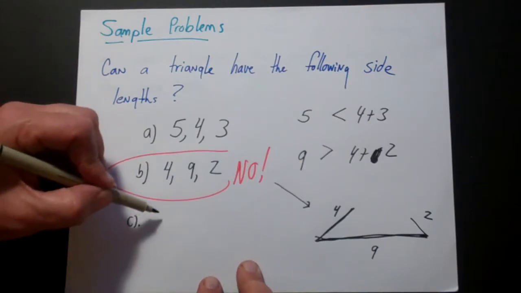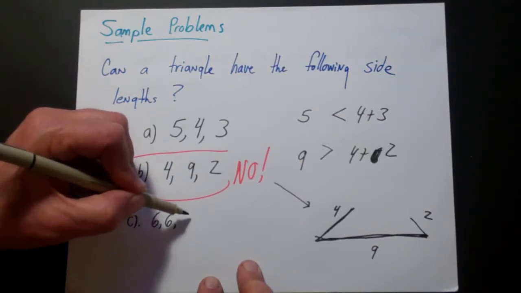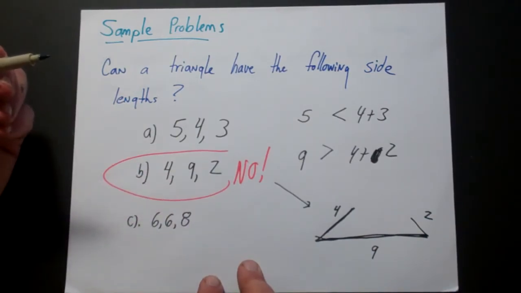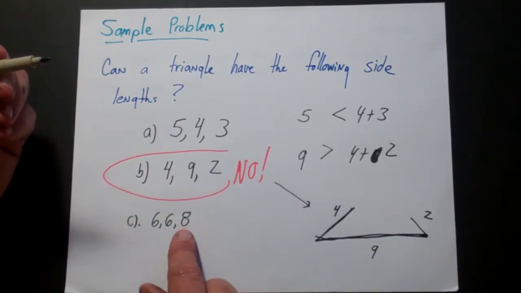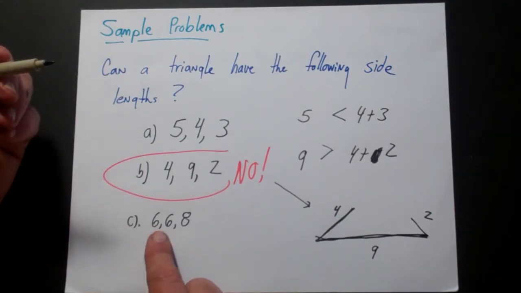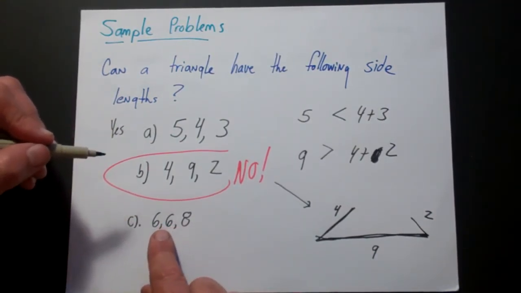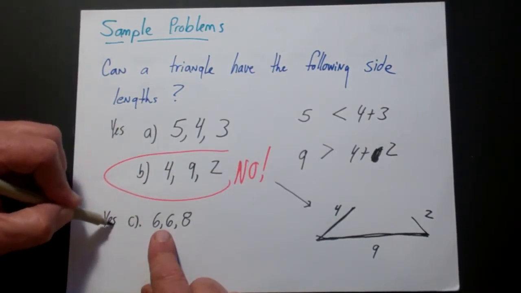Try a third example. Let's draw 6, 6, and 8. The longest side is 8. This is just an isosceles triangle. This is fine, right? The longest side is 8, and the two other sides combined are 12, so that's yes.